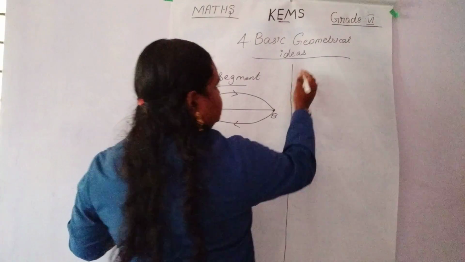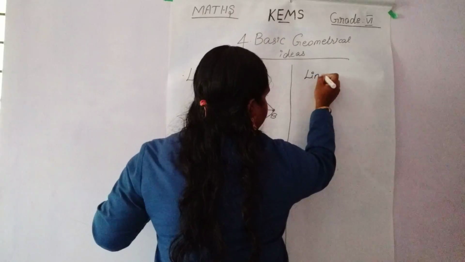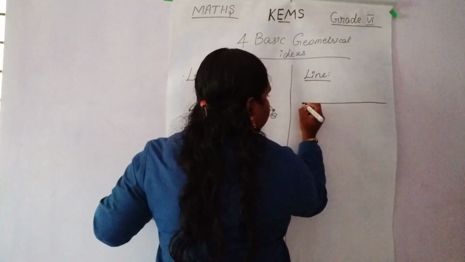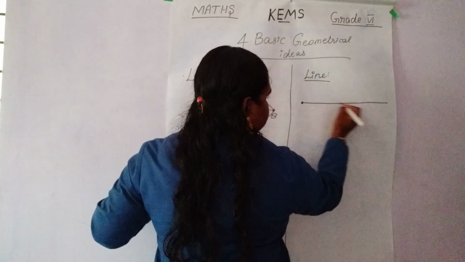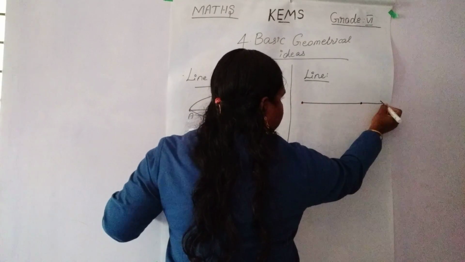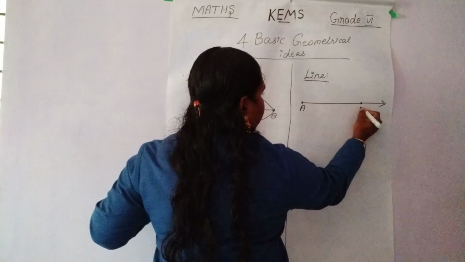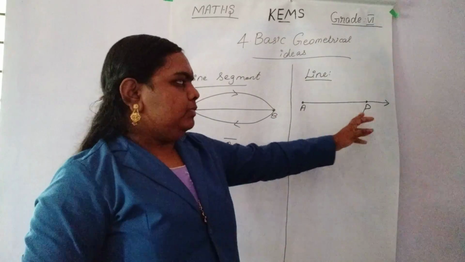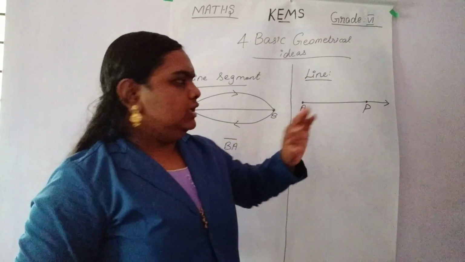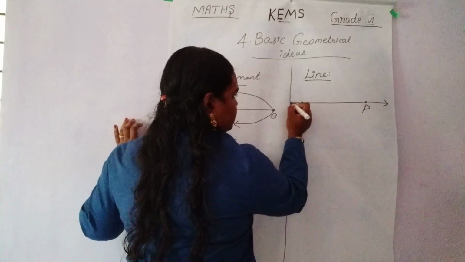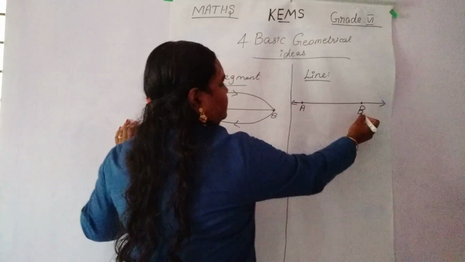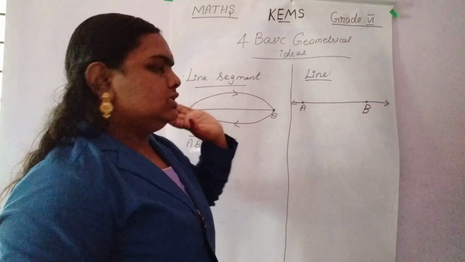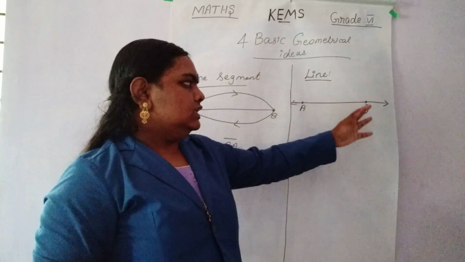Okay. Next one is the line. A line is nothing but I am just drawing a line. Then this is one point and here is one point. So I am taking A and P. P denotes just a point. So AP or AB, whatever you like, you can give. So I am taking A and B.